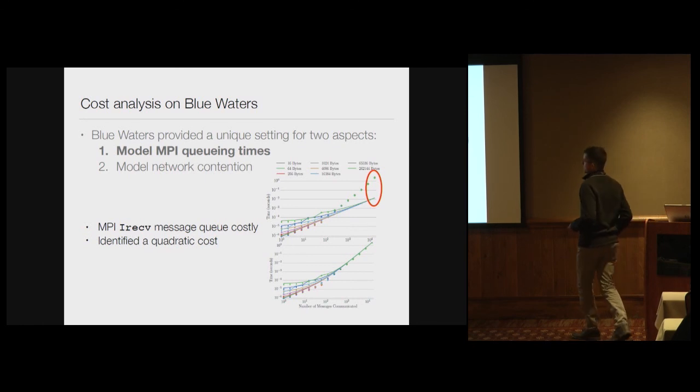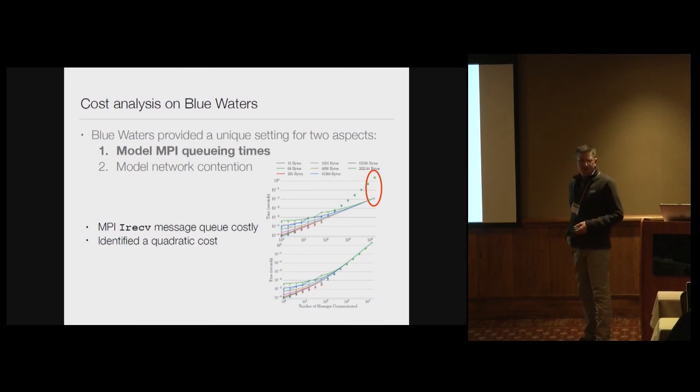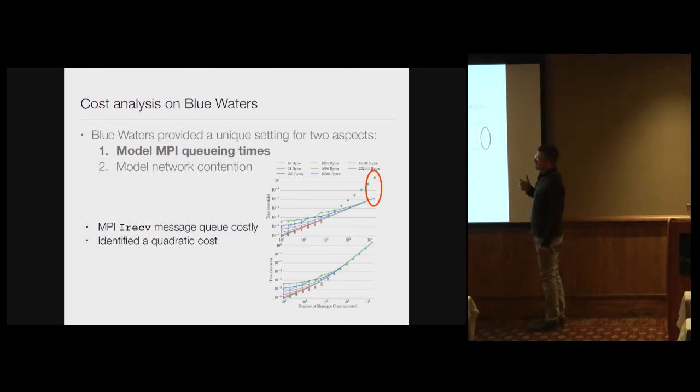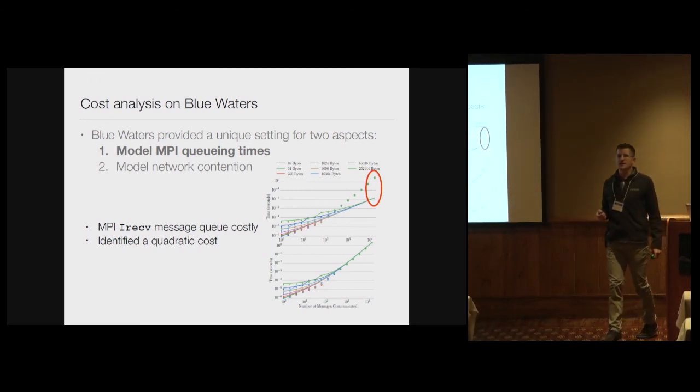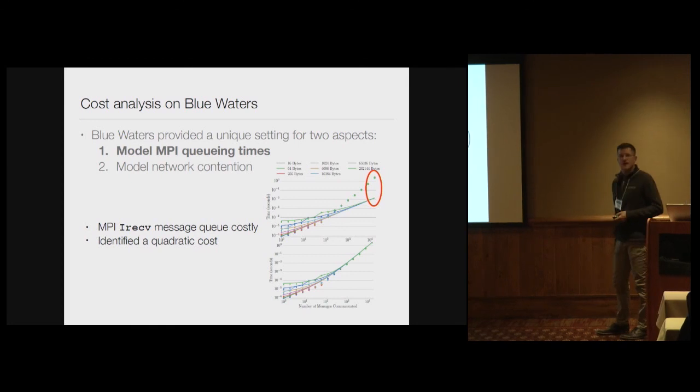I'm going to highlight two things out of our cost analysis on Blue Waters. Blue Waters provided a unique setting for this in two aspects. We had very consistent timings, and also we had a very predictable layout for our computations. If we tried to model our sparse matrix cost, one of the things that was building up in our computations was the queue search time in MPI. So before things were sent, there's a large queue of information we have to search through. We ended up being able to identify a quadratic cost to this MPI queue time.